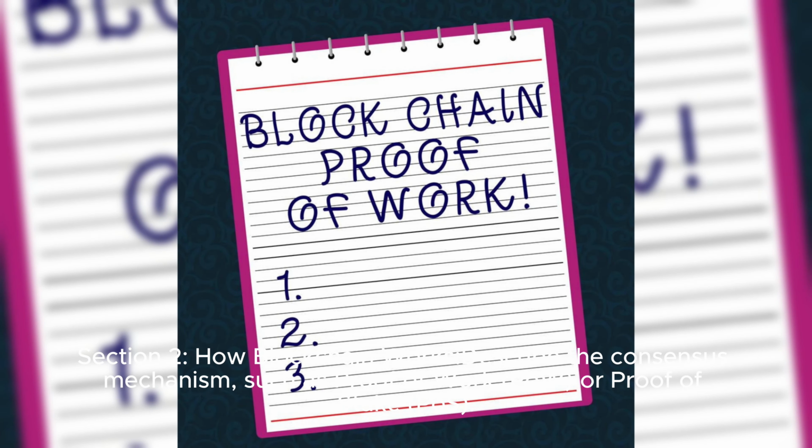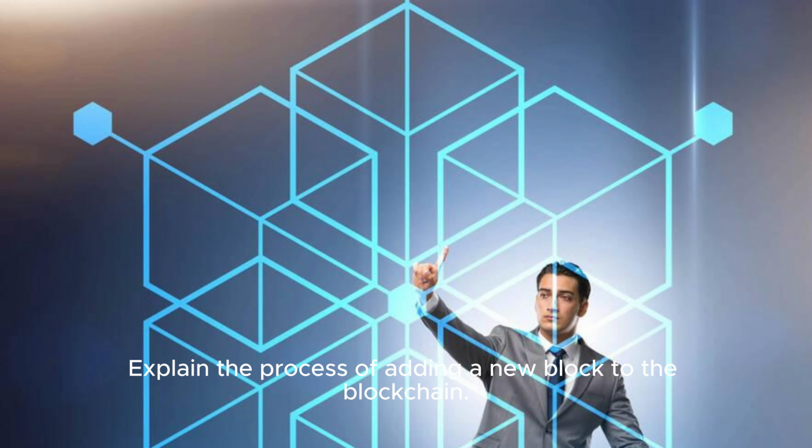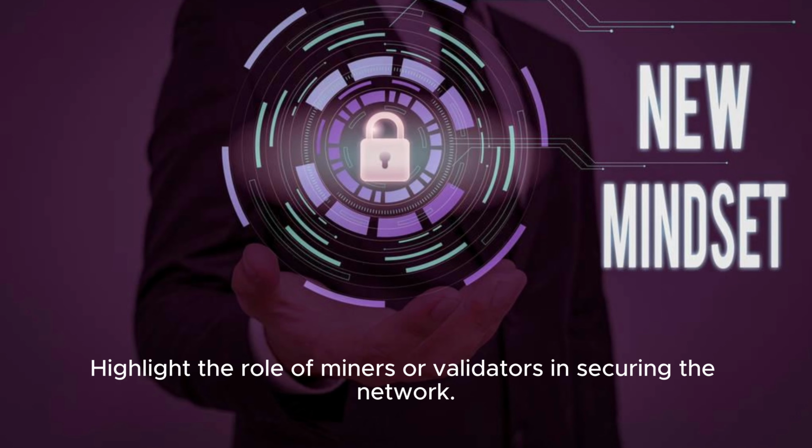Section 2. How blockchain works. Describe the consensus mechanism, such as proof of work (PoW) or proof of stake (PoS). Explain the process of adding a new block to the blockchain. Highlight the role of miners or validators in securing the network.